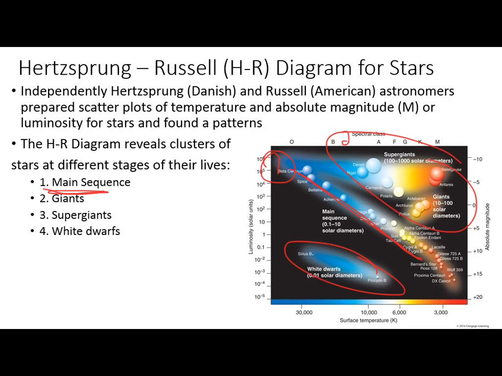This up here, I'll put number 2. I'll put actually 2 and 3. Okay, 2 and 3 are together. It's a stage of a star's life: giants and supergiants. White dwarfs, I'll put down here. It's a stage of a star's life. And I want to kind of talk about the different stages of a star's life here. Okay, but that's what the scatter plot did for Hertzsprung and Russell, and for us.